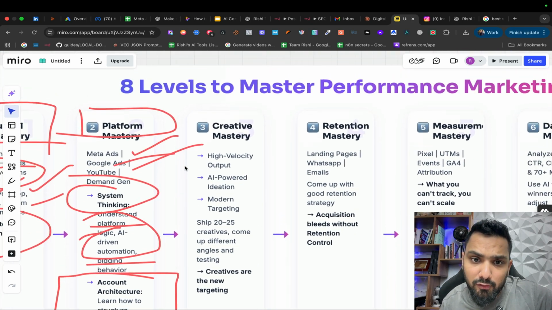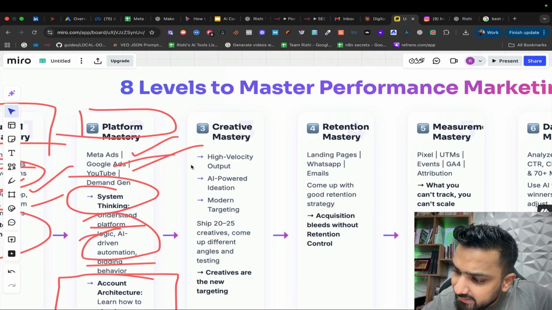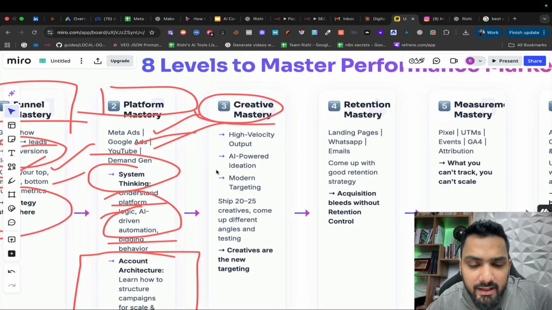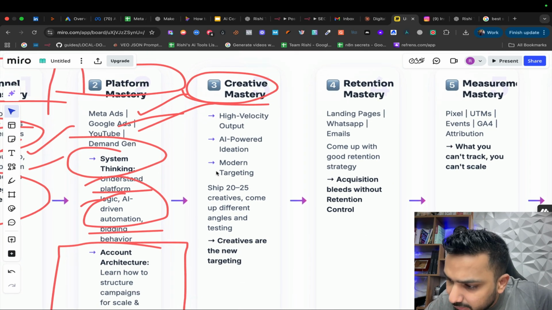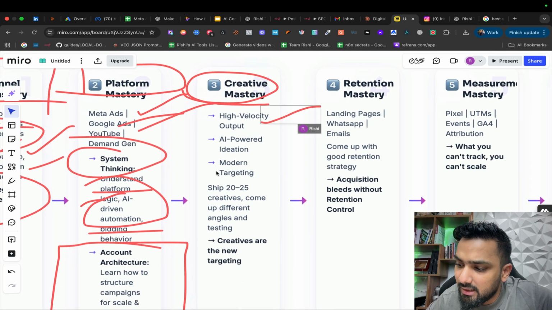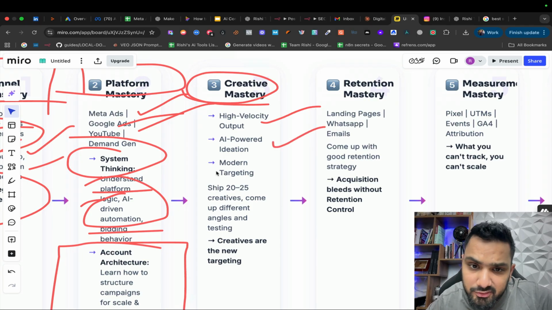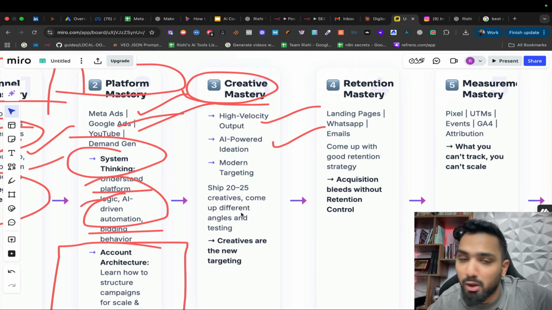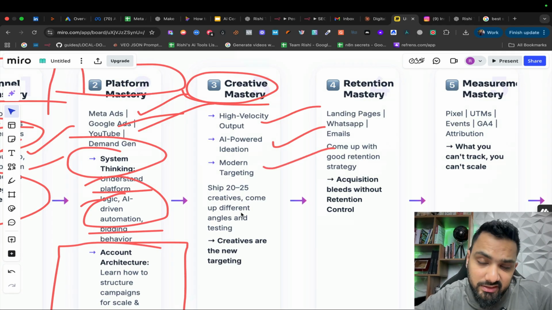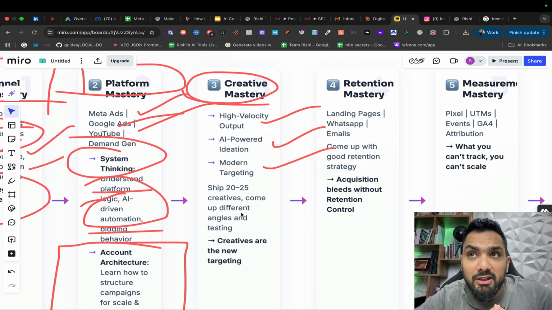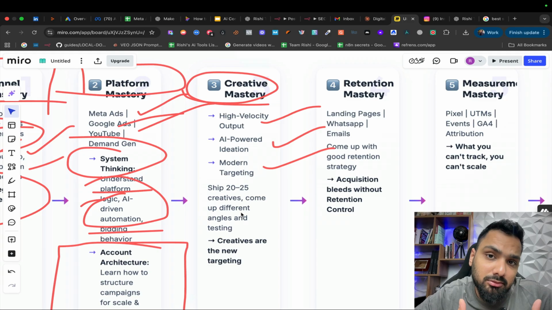Now, the third level of mastery is creative mastery, which is where you learn how to build high velocity output creatives, how to use AI to come up with creative ideas, copy, and so much more, and how creative targeting has become modern targeting, right? So interest based targeting is almost dead, and you need to be able to come up with creatives in the right way to reach your audiences.